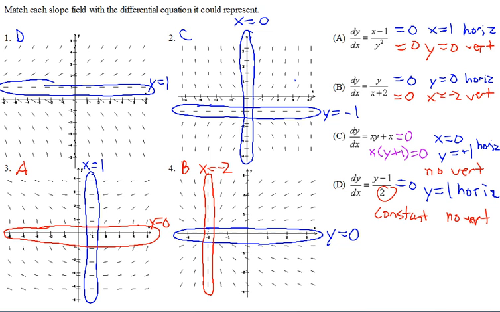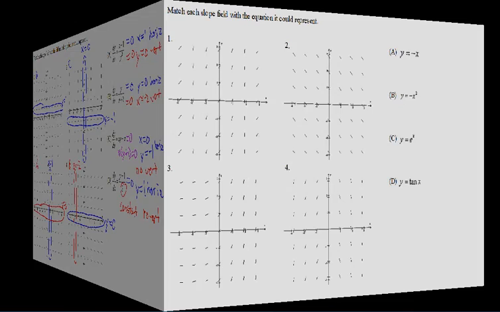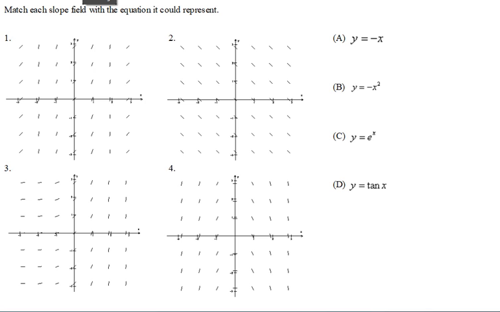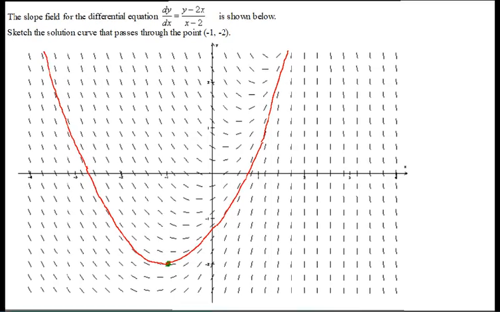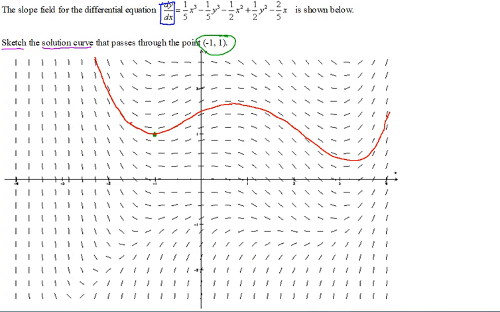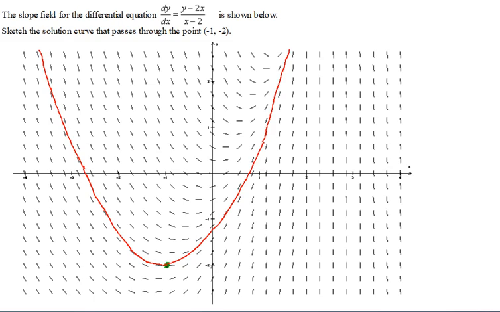All right, let's look at one more matching one. On this one, the difference here is you're not matching it with the derivative, you're matching it with the original function. So you're basically trying to see kind of like these. Which of these functions, if you were to sketch the graph in here, would fit in the slope field? The difference is we're not given a specific point to plug in.